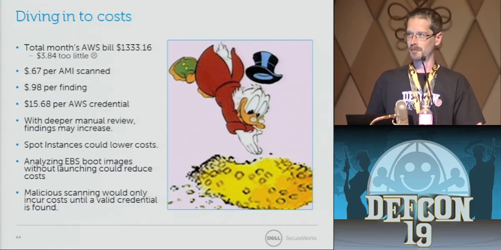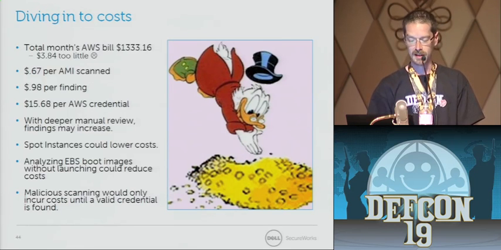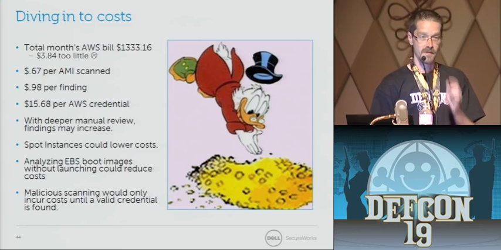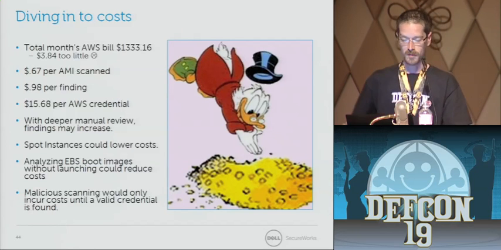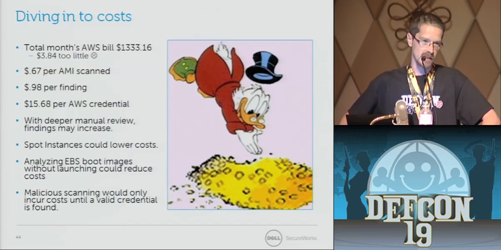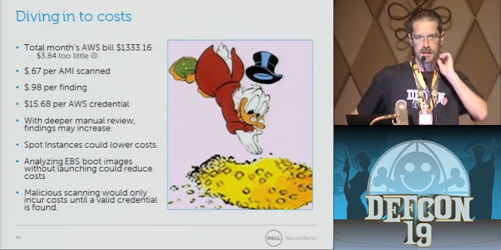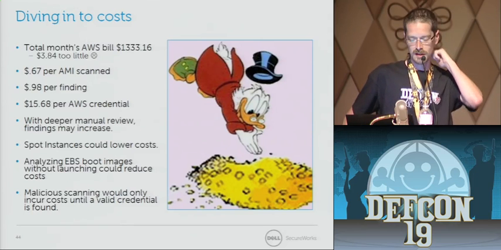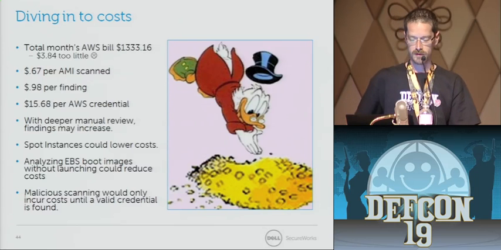Just here's $3.84 more. Anyhow, that breaks down to 67 cents per image scanned, 98 cents per finding, $15.68 per Amazon Web Service credential. So that seems like a bargain. With a little bit more manual review, we might find that some of these things are fine, for example, a bash history file, if you were to look at it, you might be able to find other things and have more findings. Conversely, you might find that some of them were false positives. So our numbers are obviously rough, and the costs per finding are a little bit rough as well.